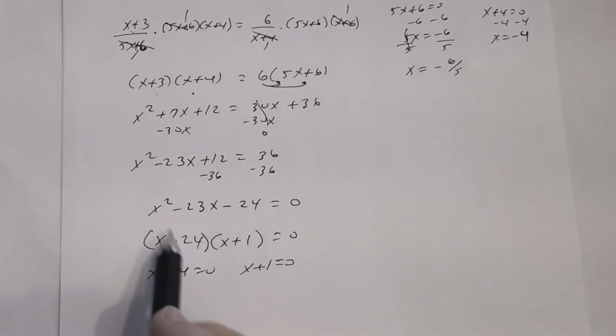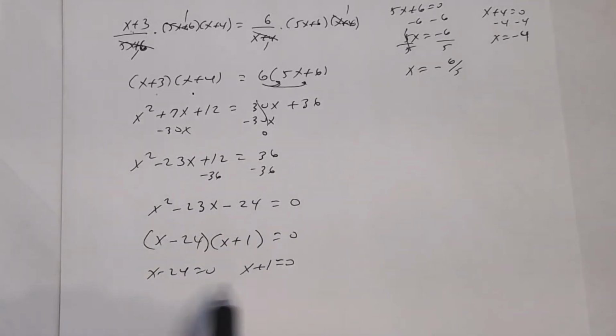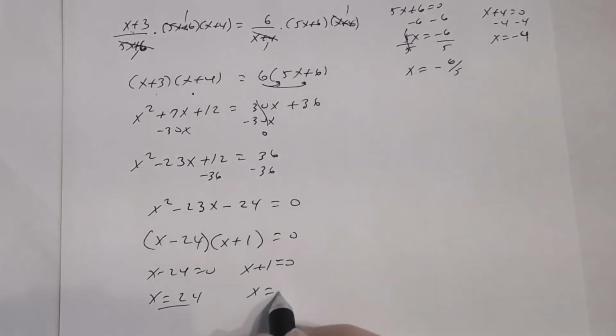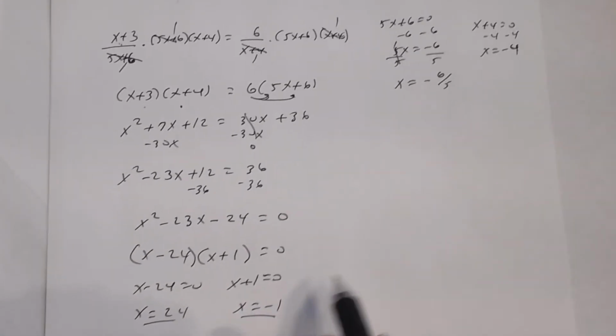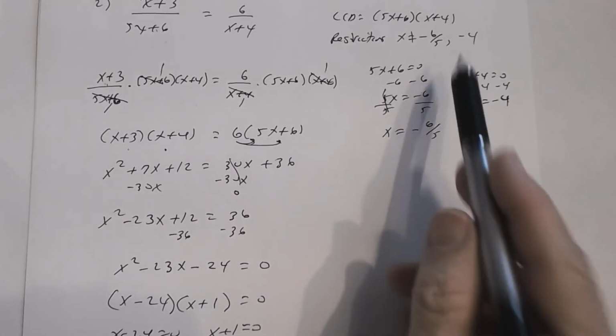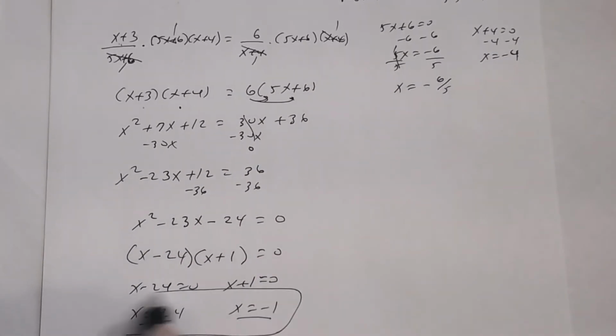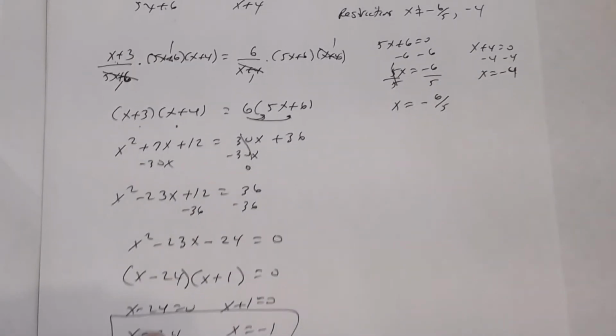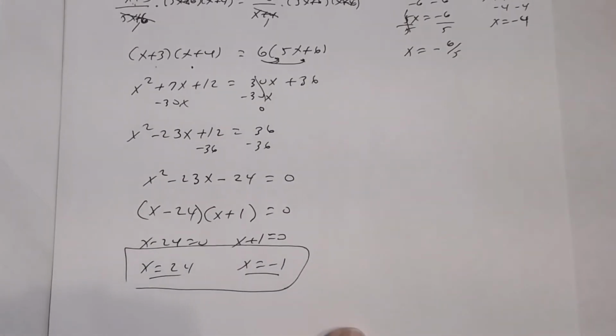And then now notice I went from a quadratic equation to linear. So my solution would be x equals 24 and x equals negative 1, as long as they are not restrictions, and they're not. So those are your two solutions. If you were to check this back into the original, you would see that the left side would equal the right side. All right, let's go to number 3.